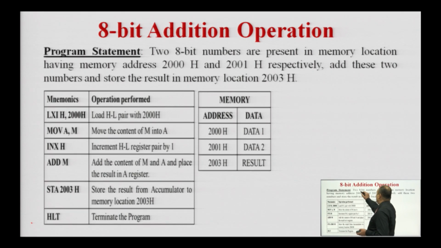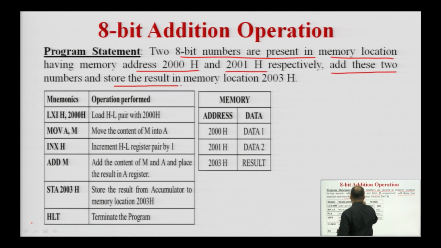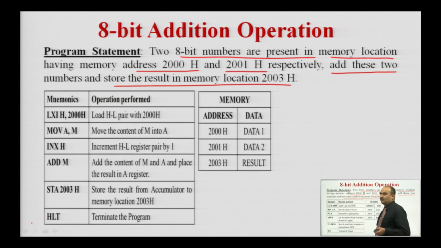The two 8-bit numbers are present in memory locations having addresses 2000 H and 2001 H respectively. Add these two numbers and store the result in a memory location. So, in this particular program the two 8-bit numbers are present at 2000 H and 2001 H, and after addition we need to store the result in another memory location having address 2003 H.